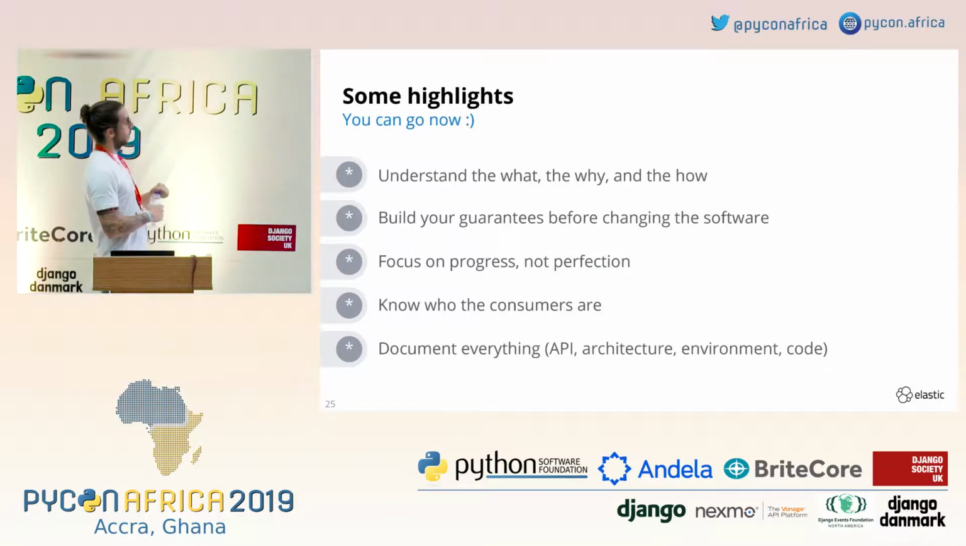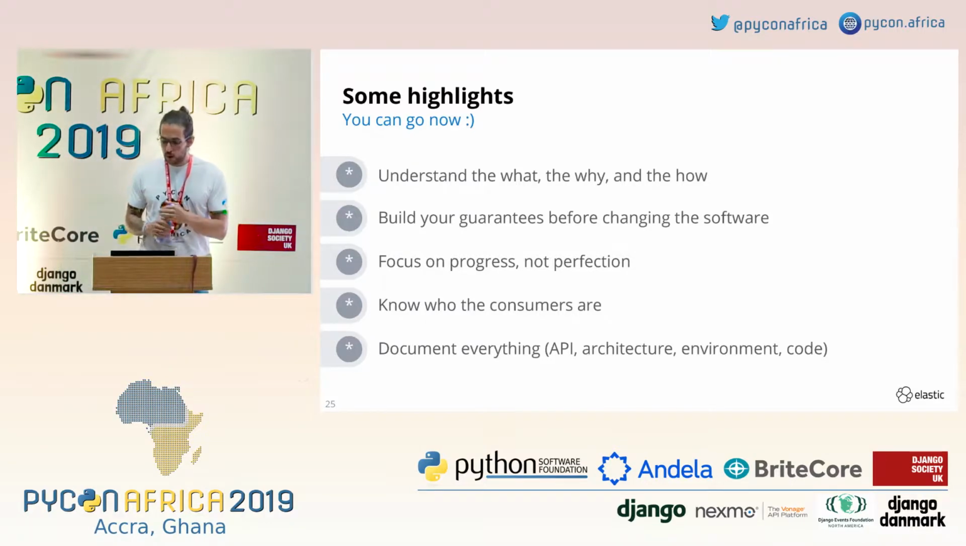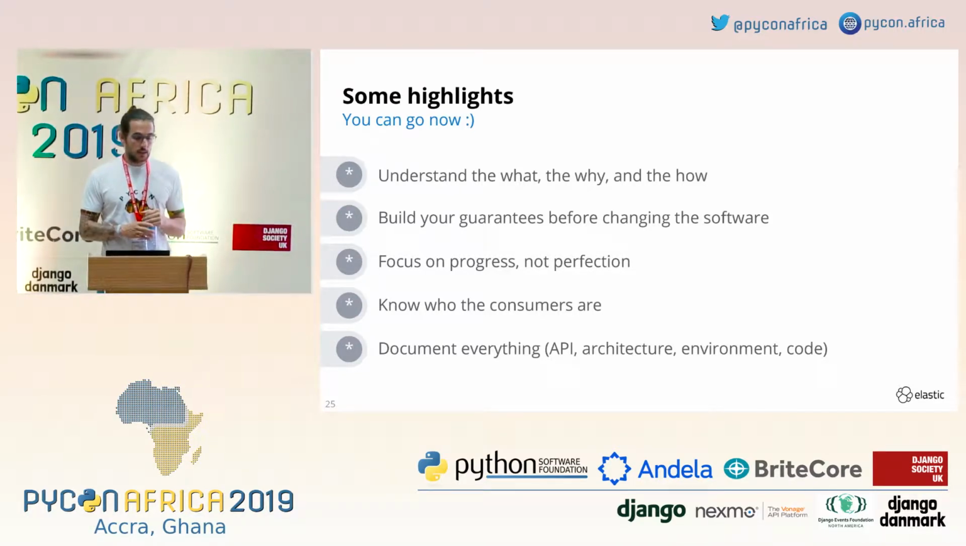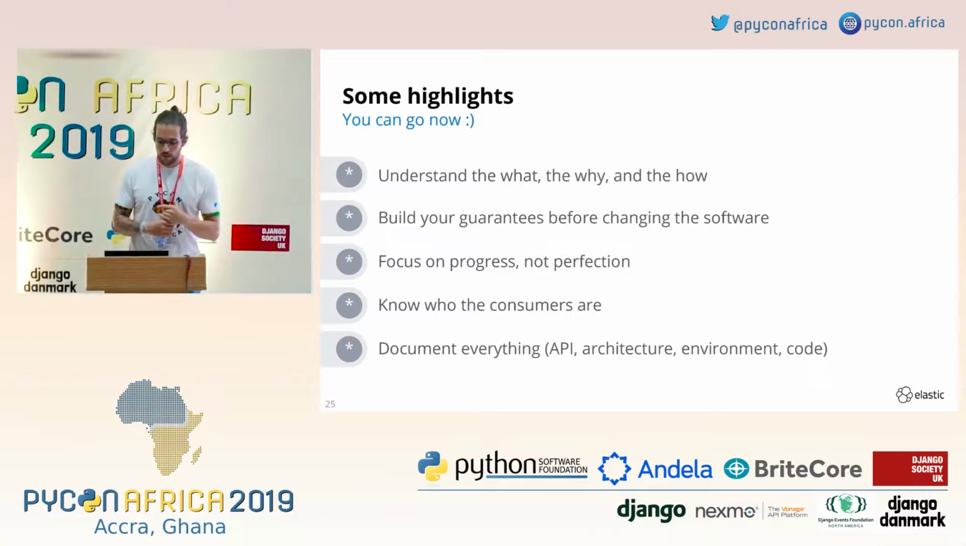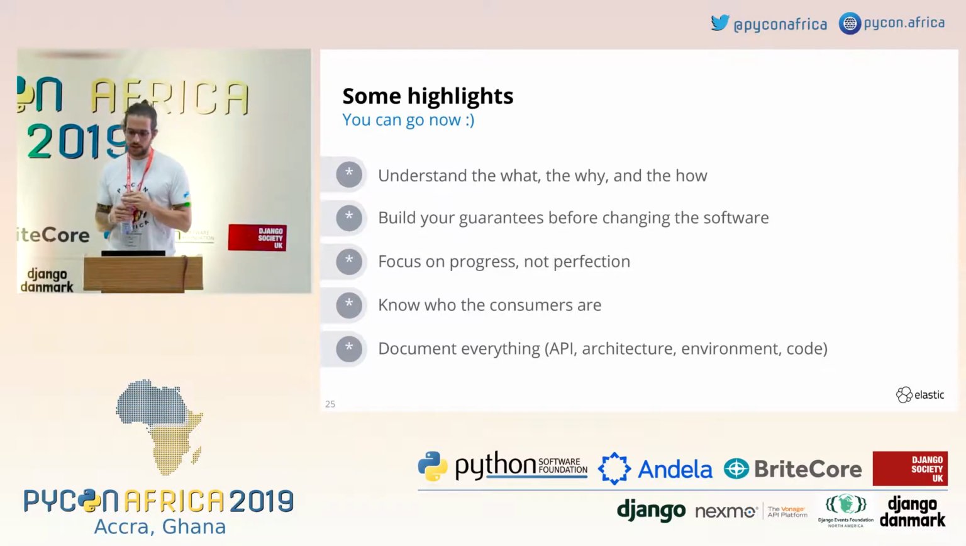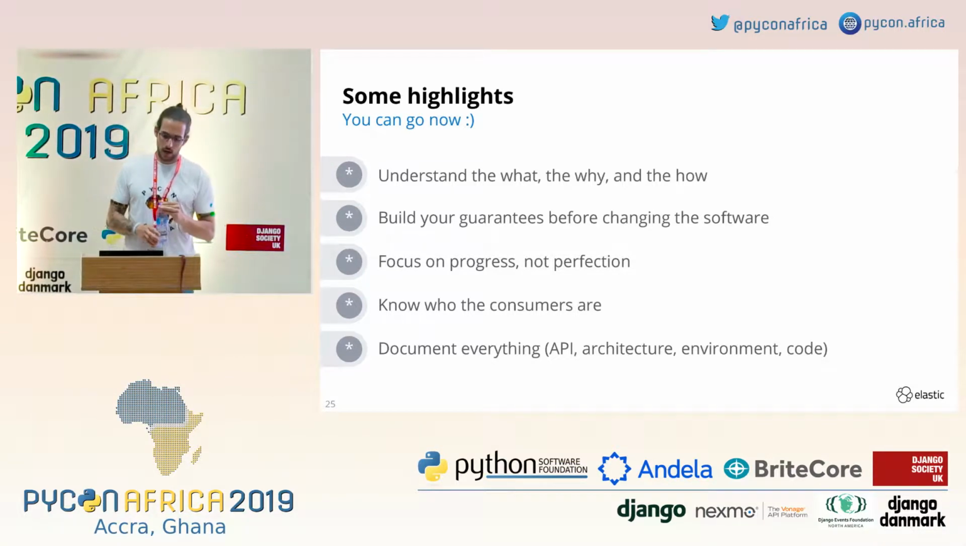But anyway, finally, some highlights. Understand the what, the why, and the how. Build your guarantees before changing the software. Focus on progress, not perfection. Know who the consumers are and document everything: API, architecture, environment, everything you have at hand.